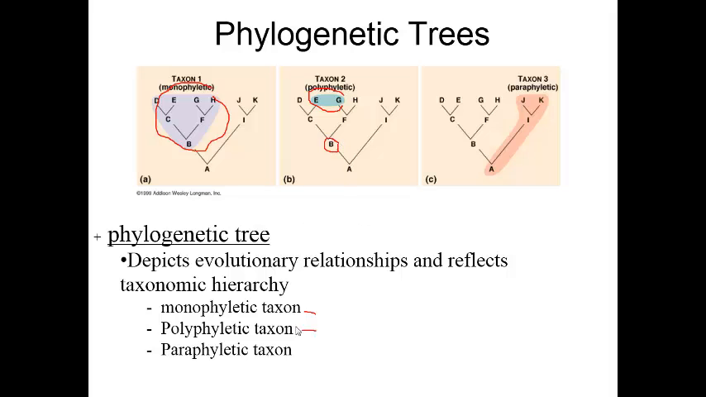Finally, we have a paraphyletic taxon. A paraphyletic taxon is an incomplete branch. It has an ancestor and some of the descendants, but not all. Phylogenetic trees are not always perfect. They continue to be built as new information is discovered, as new fossils are discovered. That completes our video.